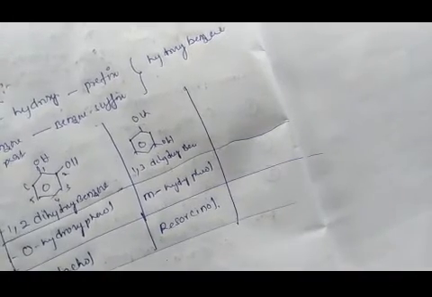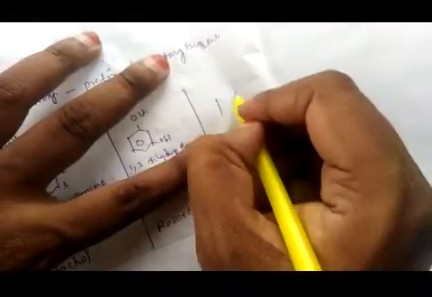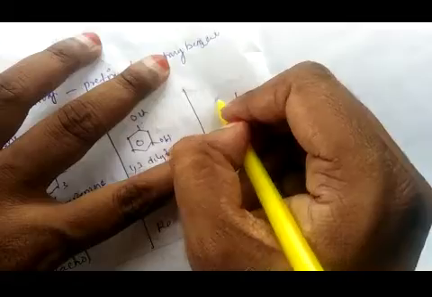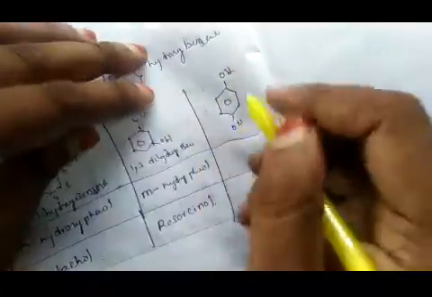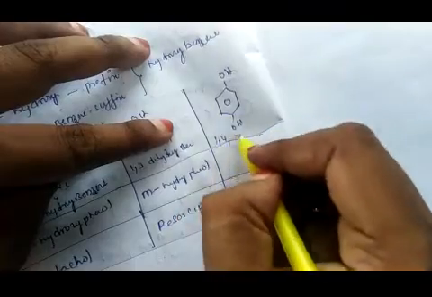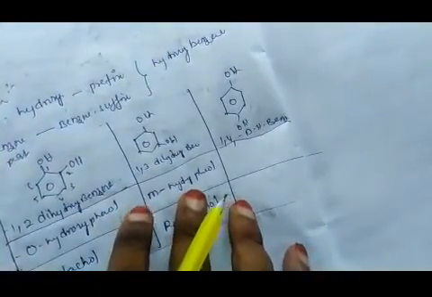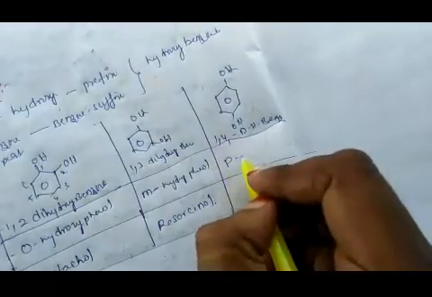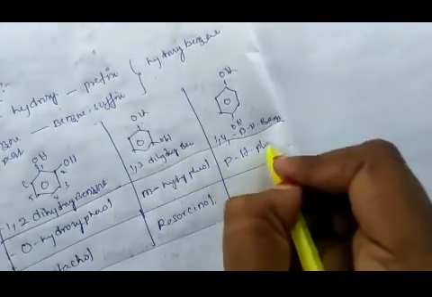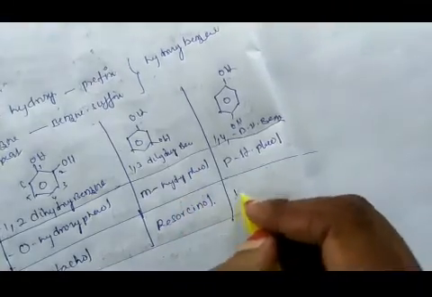And there is another para derivative, or 1,4 derivative, here. OH here. It is called 1,4-dihydroxybenzene. I am writing it simply to save time. It is also called para-hydroxyphenol, and in simple words, it is hydroquinone.